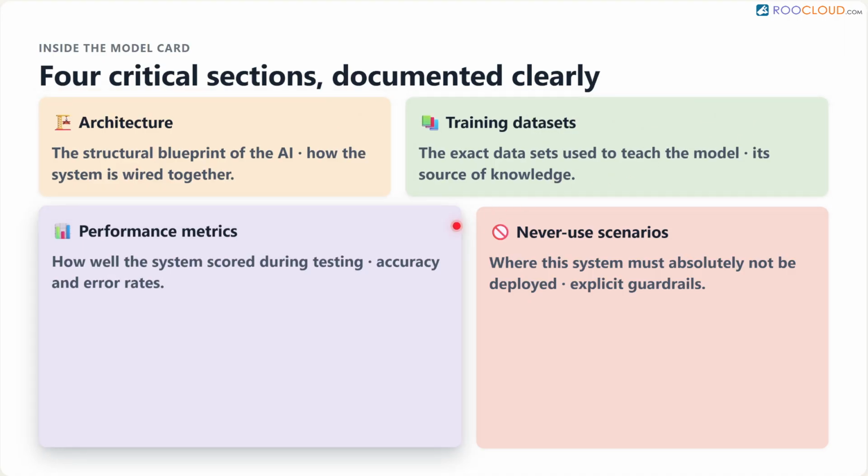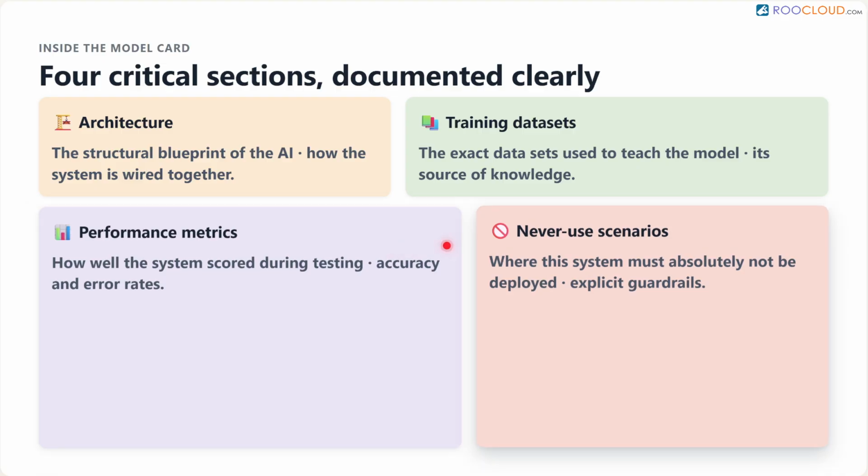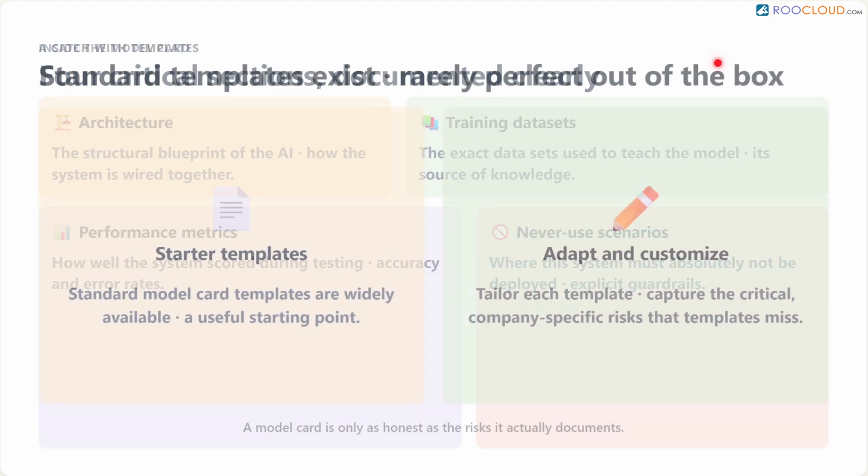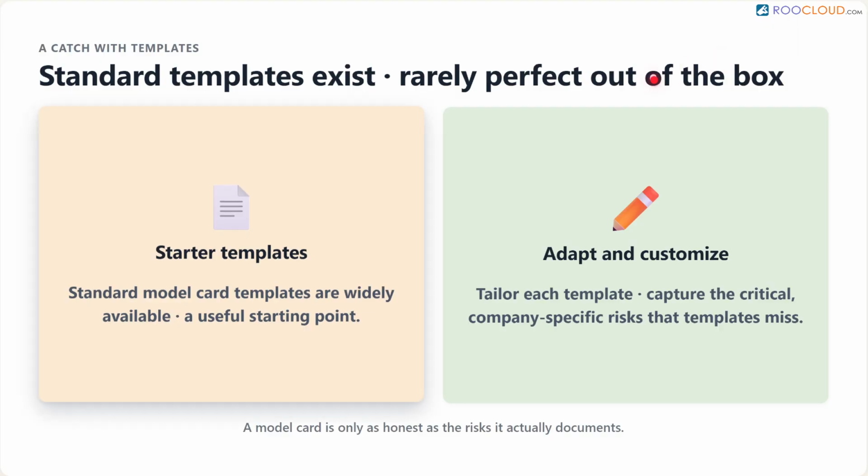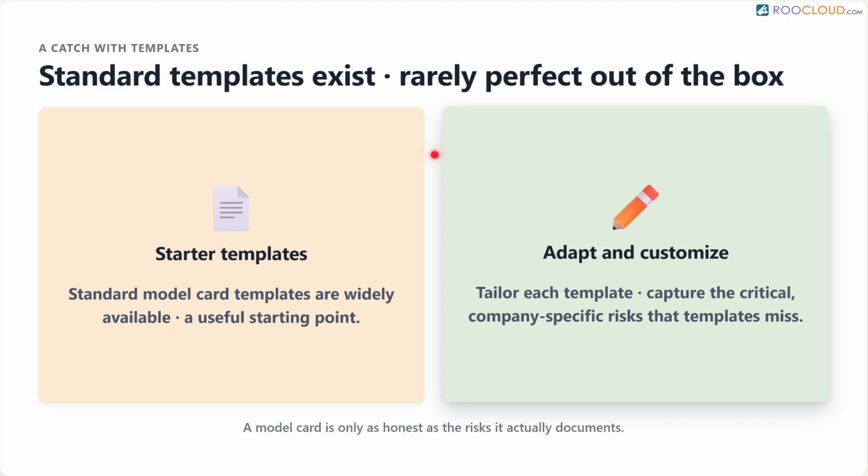It explicitly states how well the system scored during testing, known as performance metrics, and strictly defines the scenarios where the system should absolutely never be used. By having this transparent label, organizations can build highly targeted test cases to uncover the system's exact weaknesses and establish strict operational guidelines. This builds immense trust and transparency between the developers and the end users. However, you must remember that while standard templates for these documents exist, they are rarely perfect out of the box. An organization must carefully adapt and customize these templates to ensure all critical, company-specific risks are properly documented.